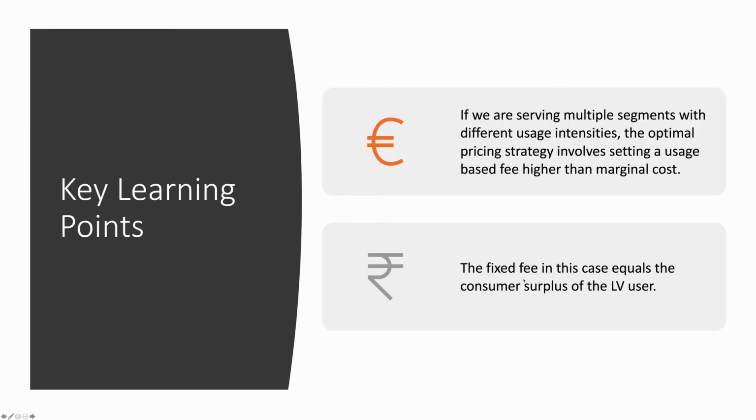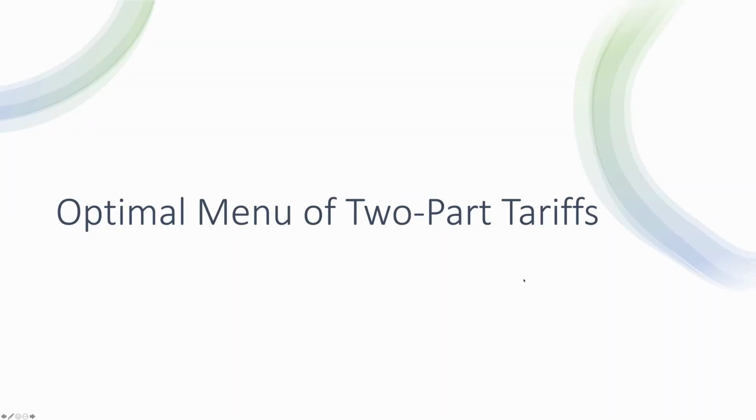So the key takeaway so far is if we are using multiple segments with different usage intensities, the optimal pricing strategy involves setting a usage-based fee higher than the marginal cost. So instead of small f equals 0, the optimal two-part tariff is actually small f equals 1. And the fixed fee in this case is equal to the consumer surplus of the low value segment. The final pricing plan is to design an optimal two-part tariff.